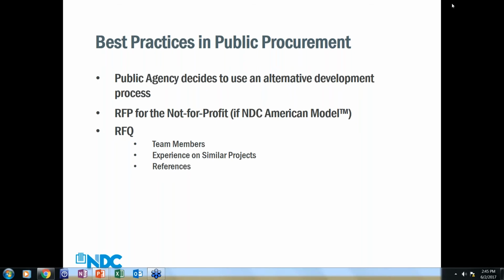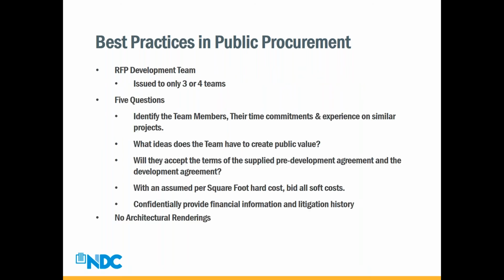And then you develop a request for qualifications for team members, making sure that they have experience on similar projects and references. So the next slide will show what that means. Generally, we have found that when the RFP goes out to a development team, communities are best served if it's issued to only 3 or 4 teams, because there's not a lot of people who do this work. And so you don't really want the community to have to go through a million things that are not relevant, but instead do some work to find folks who really know what they're doing.